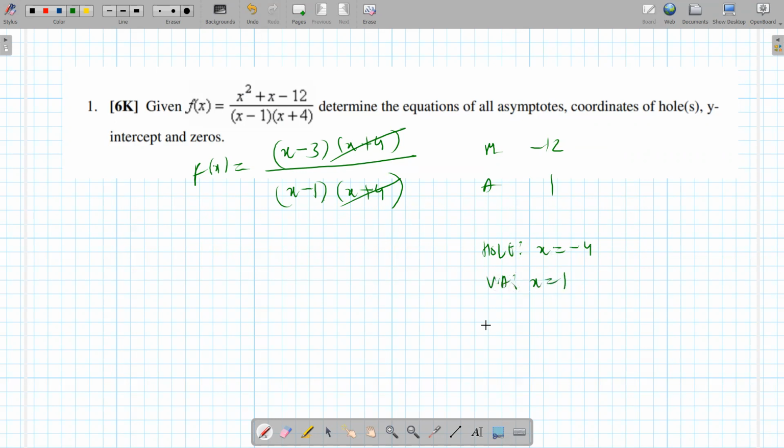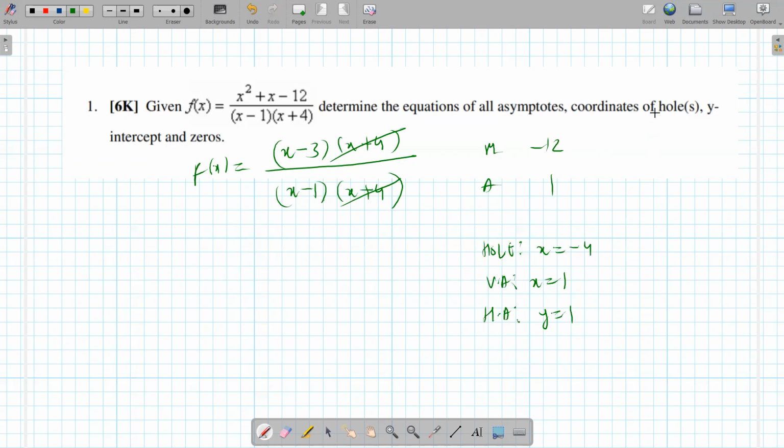What about the horizontal asymptote? It's either 1 or 0, and I want to go for 0. No, it's not 0, because look at what's left. Degree 1, degree 1. Same degree. The ratio is 1/1. So then it's 1. Okay. 1. What else do we need?